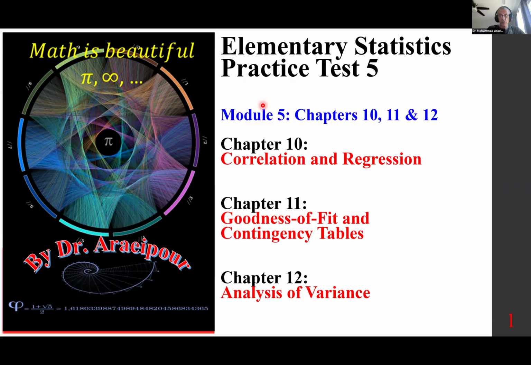Good afternoon, class. Here's practice test number 5 of elementary statistics, module 5, covering chapters 10, 11, and 12. Chapter 10, correlation and regression. Chapter 11, goodness of fit and contingency tables. Chapter 12, analysis of variance.